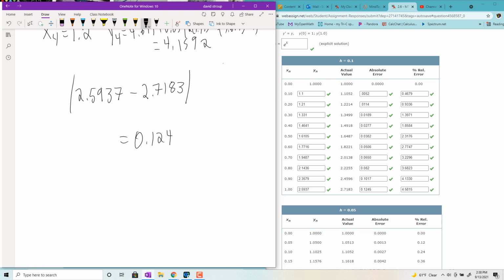Do I have to do this by hand? 0.125, I guess. My calculator is saying 0.126. I think I might have my calculator rounded weirdly, but I'm getting 0.1246. Notice I get 0.1245.